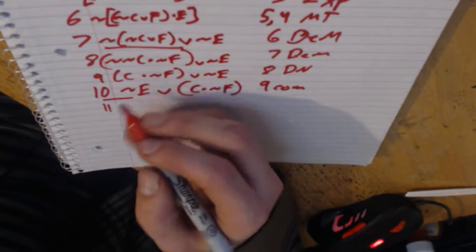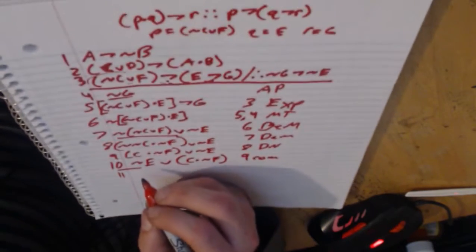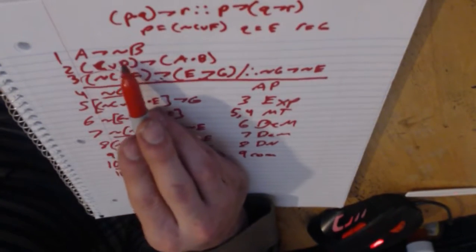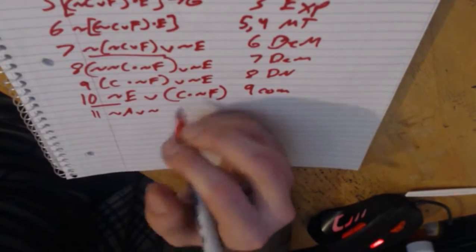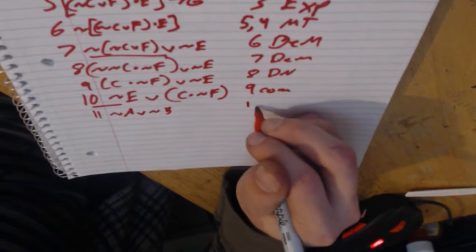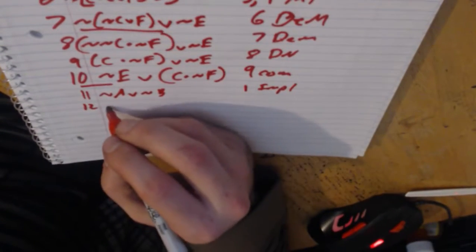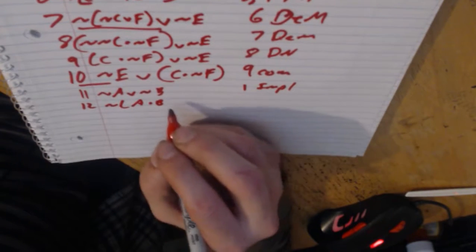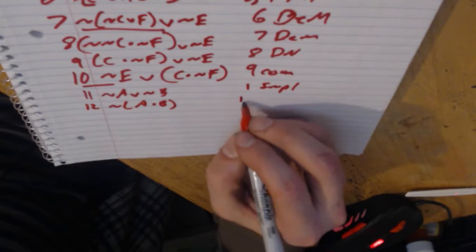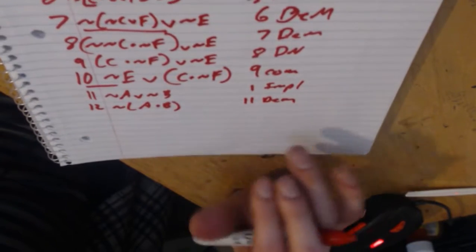So going to 11 here, I went ahead and did an implication on that, making it from an if A, then not B, to a not A or not B. Then I De Morgan's it, which is like a reverse De Morgan's, if you will, to a not A and B. Okay? And that's line 11, De Morgan's.